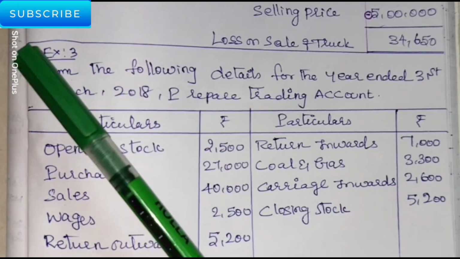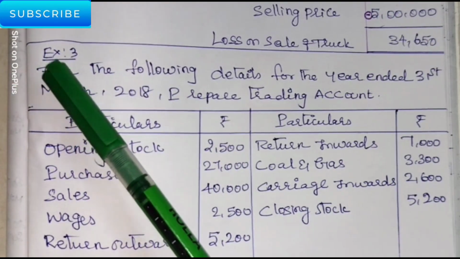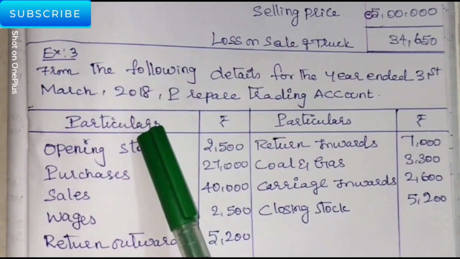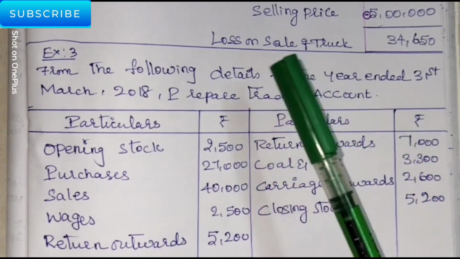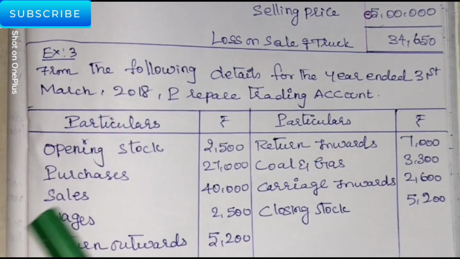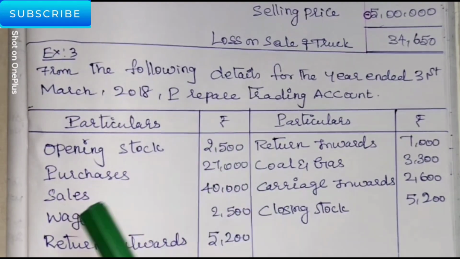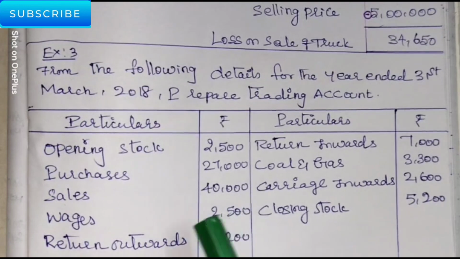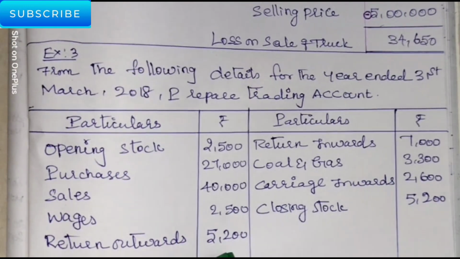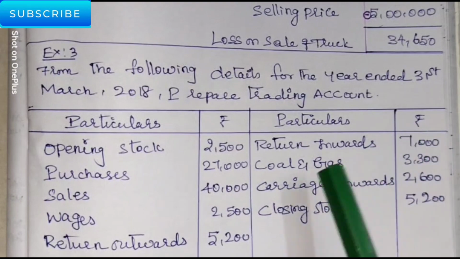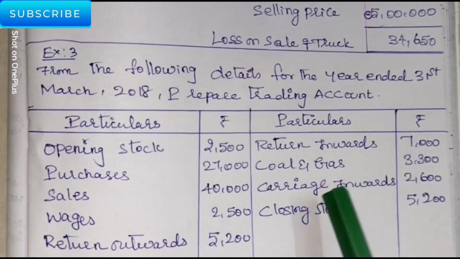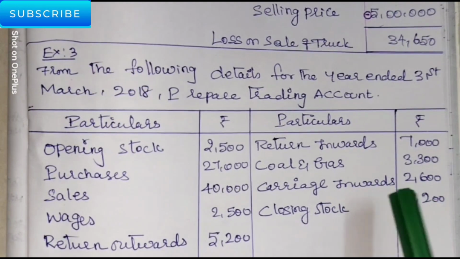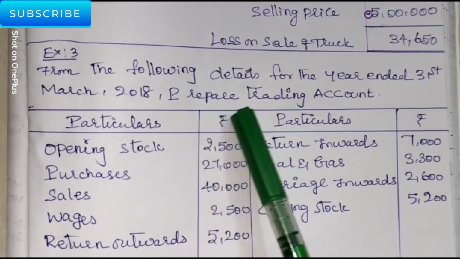11th Standard Accountancy, Chapter 12, Exercise Sum number 3. From the following details for the year ended 31st March 2018, prepare trading account. Details are given below. Opening stock 2,500, purchases 27,000, sales 40,000, wages 2,500, return outwards 5,200, return inwards 7,000, coal and gas 3,300, carriage inwards 2,600, closing stock 5,200. So what they ask, prepare trading account.